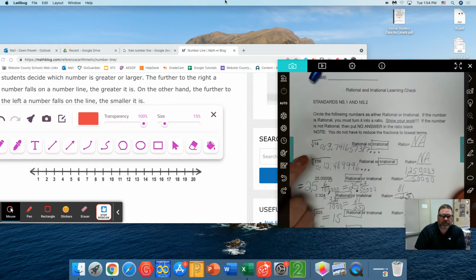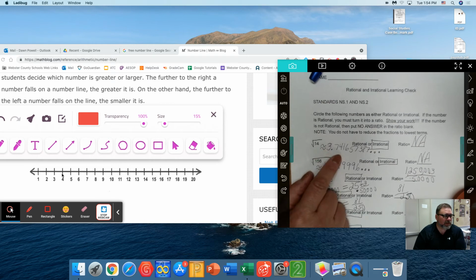Well, the square root of 14 in decimal representation, we're going to just round it and estimate it to be about 3.7. So if it's 3.7, then you know that it's going to have to fall between 3 and 4. It's bigger than 3, but smaller than 4. So then I try to get it, which if you have a huge number line, you can estimate a little bit bigger or better. You don't like my number line, Ms. Powell? It's kind of squished.